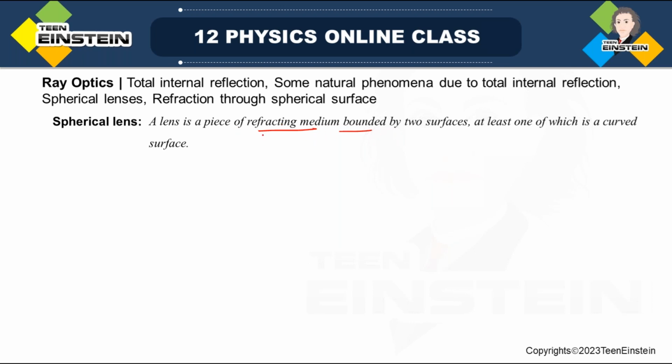So a lens is a piece of refracting medium bounded by two surfaces. If I just draw, it is bounded by two surfaces, and at least one of the two surfaces must be curved. Then it will be called a spherical lens. So it is a refracting medium.